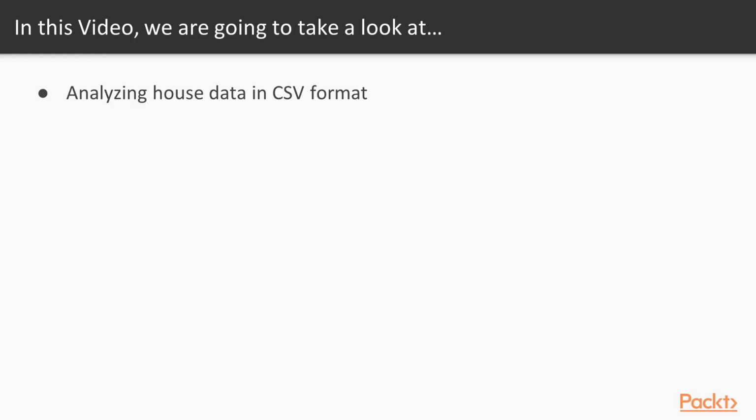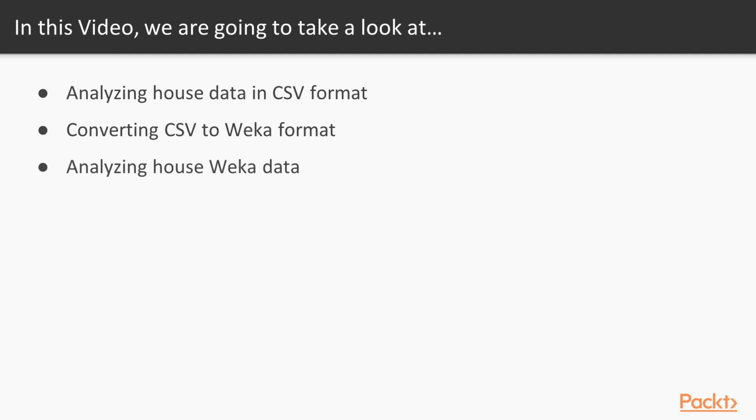First, we'll be analyzing house data in CSV format. You will see our input dataset that we need to use in CSV format. As you already know, Weka has its own format that should be fulfilled. So we will see how to convert CSV to Weka format. Finally, when we have done the conversion, we will be analyzing the house Weka data. So let's go to the code.